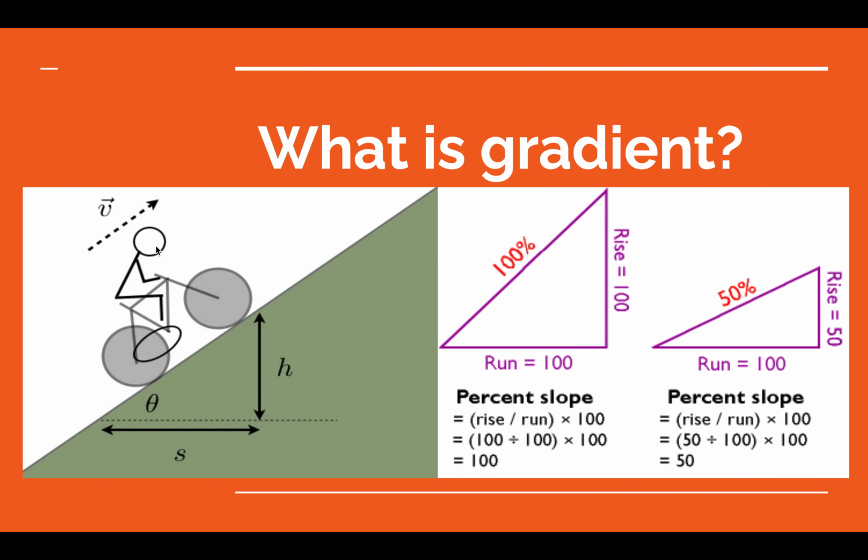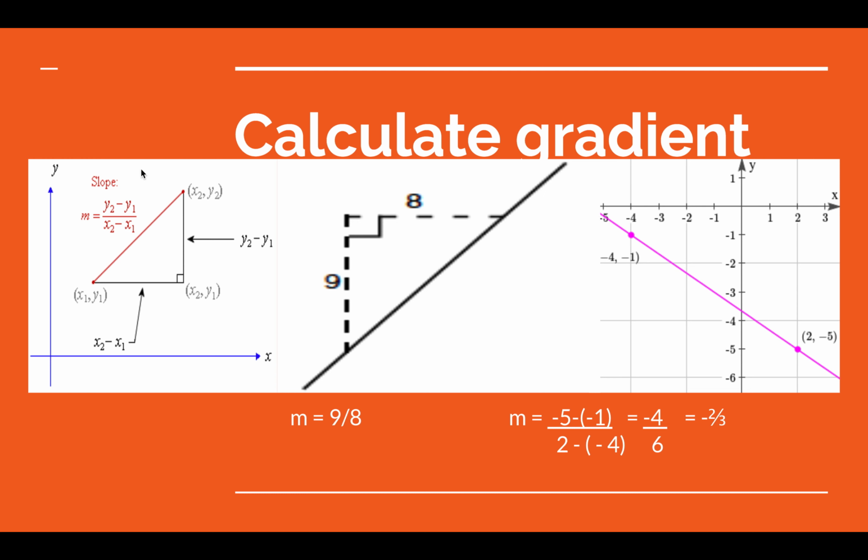Here you can see again we had 100 rising, 100 on the run, then we had just 50 rising, but 100 on the run. So this is why this line is actually steeper. This line has a steeper gradient. So it's y2 minus y1 over x2 minus x1. That's how we measure.